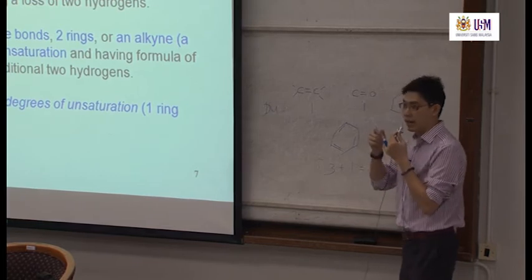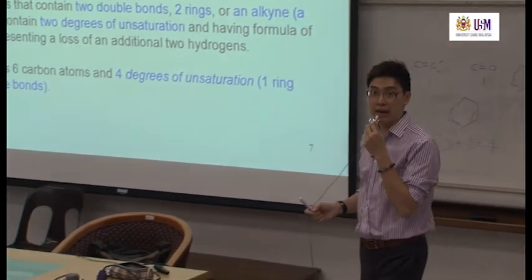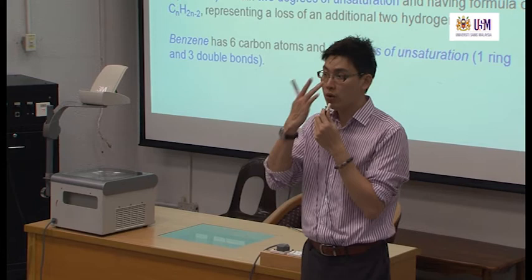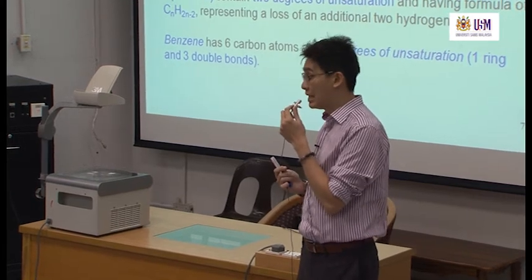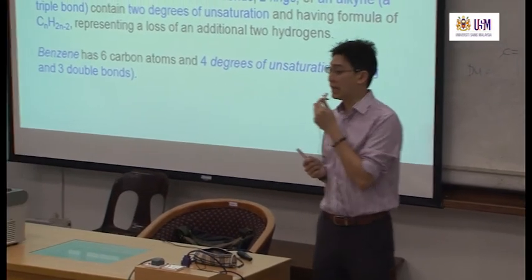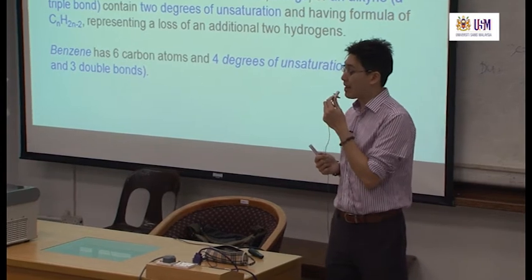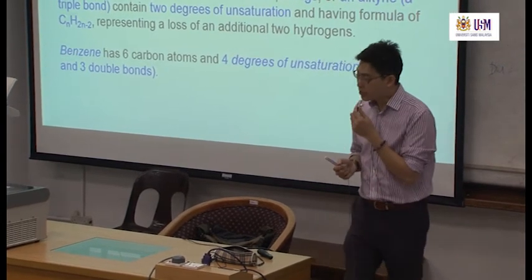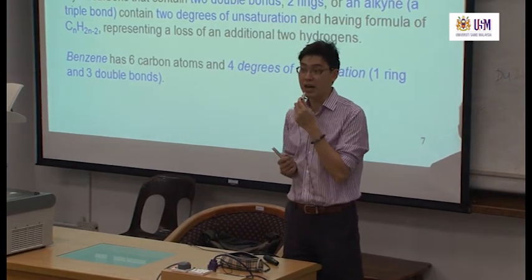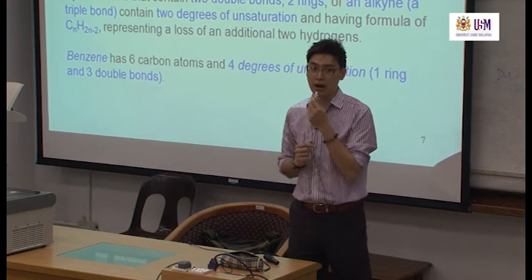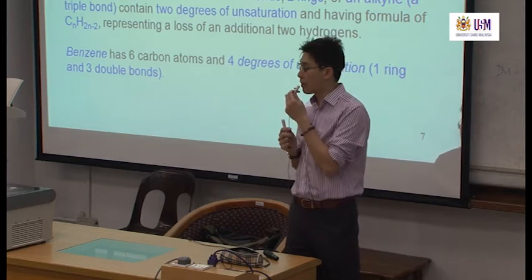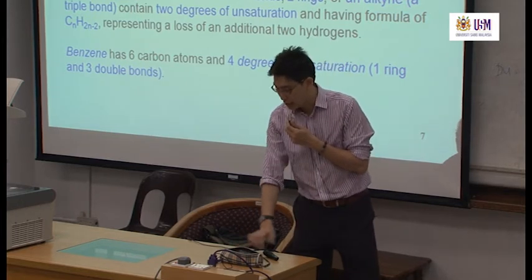So if you calculate your degree of unsaturation, which is 4, and your molecular formula is given to you, then you should expect a benzene ring. So degree of unsaturation is useful for us to predict the structures of your compound if given a molecular formula. Now we are going to see how to calculate the degree of unsaturation. It has a formula. You just replace the number of carbons and the number of hydrogens that you have into the formula. Then you will be able to get the degree of unsaturation.